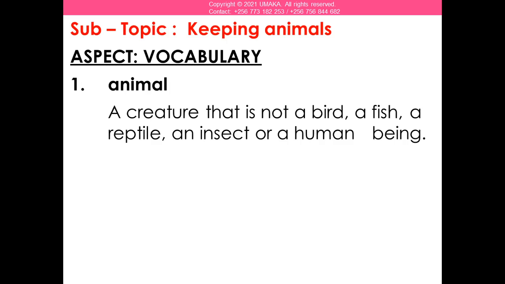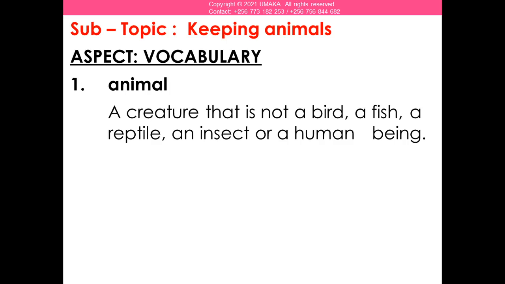class, you know, they are known as pets. So pet animals are animals that are kept for pleasure. People don't eat them. We hardly sell them for money, but people keep them because they want to have them. They want to look at them.